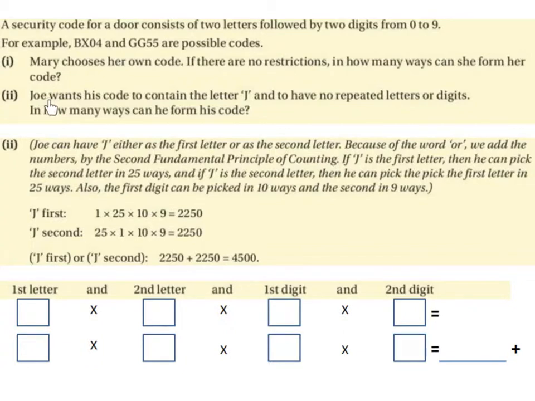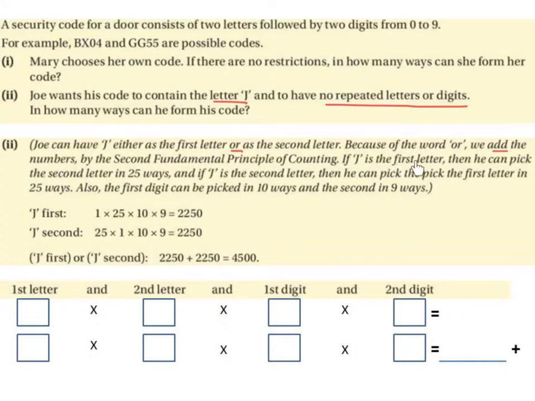Part 2. Joe wants his code to contain the letter J and to have no repeated letters or digits. In how many ways can he choose his code? Joe can have J either as the first letter or as the second letter. Because of the word or, we add the numbers. And this is because of the second fundamental principle of counting. So, in probability, and means multiply, or means add.